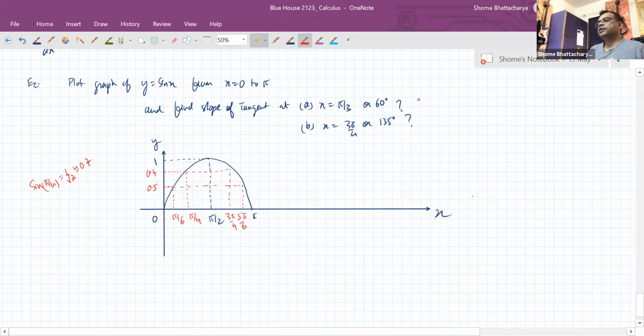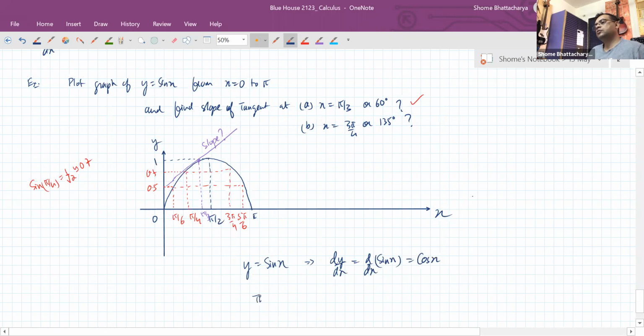Now we want to find the slope of the tangent at pi by 3. So let's say this point is pi by 3. At this point here, we want to draw a tangent line, and we want to find its slope. So if y is equal to sin x, we know the instantaneous rate of change will be the derivative of sin x, which we know from the formula above is cos x.